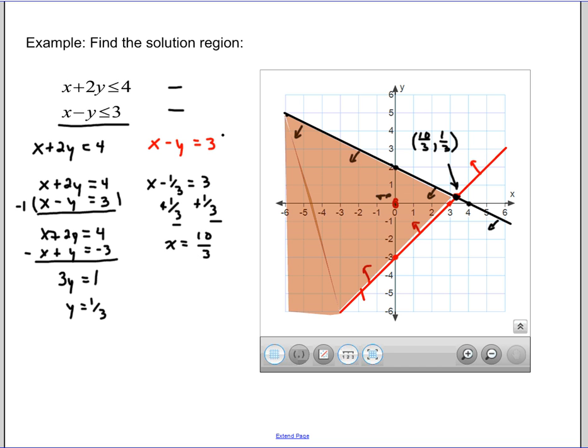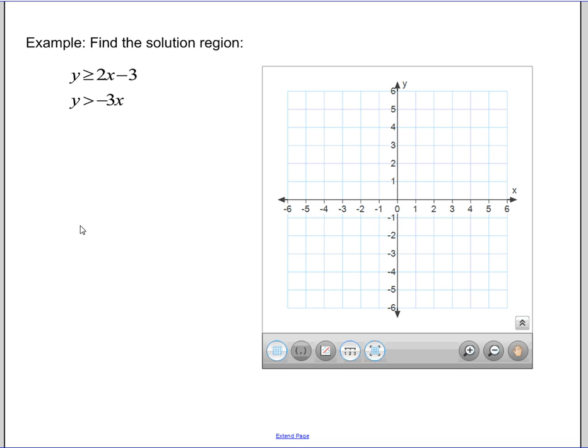One more example. All right, this time we're going to make it a little bit more difficult. We want to find the solution to the region y is greater than 2x minus 3 and y is greater than negative 3x. Well, in this case, now we're going to have to do, again, a little different thing.